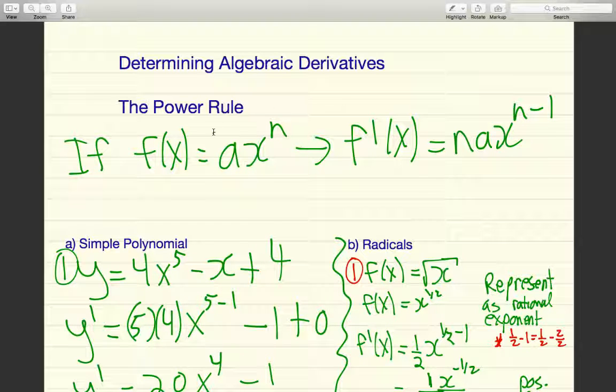So all it says is if I have any function at all, f of x equals a times x to the exponent of n, the derivative of that, or the slope function of that original function, is I bring the n down, and it becomes n multiplied by a, that coefficient, x to the exponent of n minus 1. Okay, and that's called the power rule of calculus.